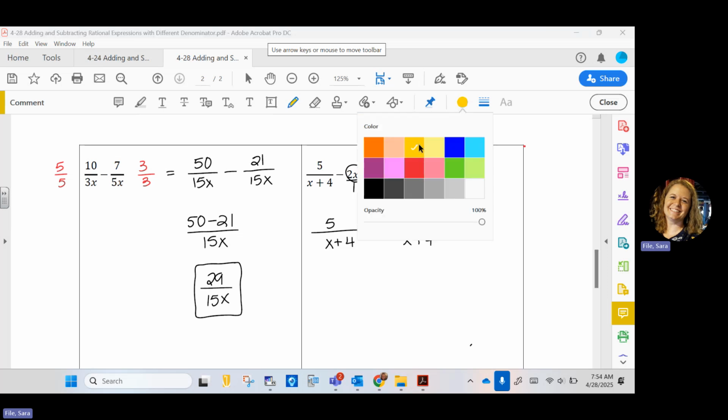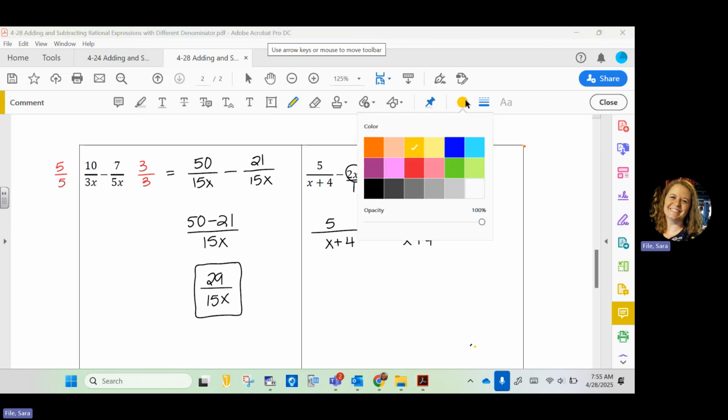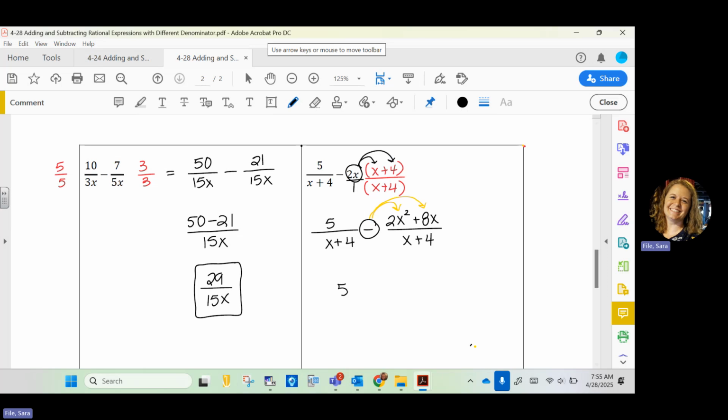Again, I can distribute that negative here, or I could rewrite this and distribute the negative, or some of you may have done the negative with the 2x when you distributed. You could have done it all in one step. I'm just showing you the 2x had to be distributed and the negative has to be distributed. And when we combine this, then we have 5 minus 2x squared minus 8x, all together over our common denominator of x plus 4.